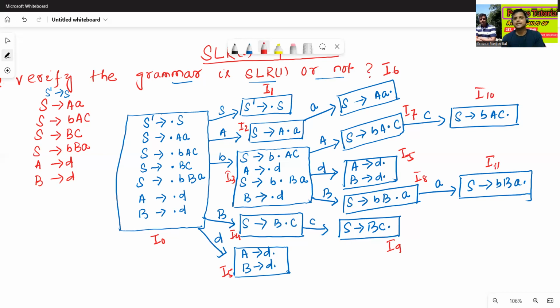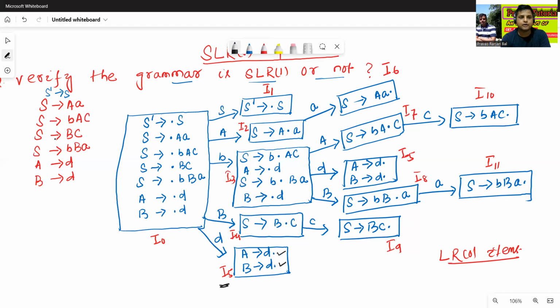So these are the complete set of LR0 items. Now we'll check whether there is any SR or RR conflict in the LR0 items. In I0 there is no conflict, I1 no conflict, I2, I3, I4 no conflict. In I5, there are two reduce actions, so I5 may contain an RR conflict. We'll check later. I6 and I7 no conflict; I5 is repeated, no need to check. I8, I9, I10, I11 no conflict. So we'll check only the I5 set.